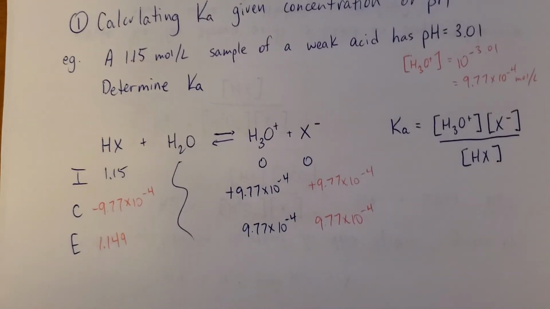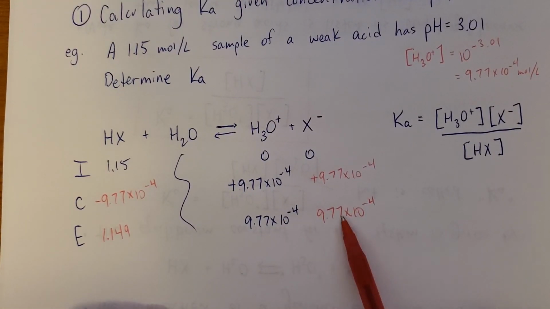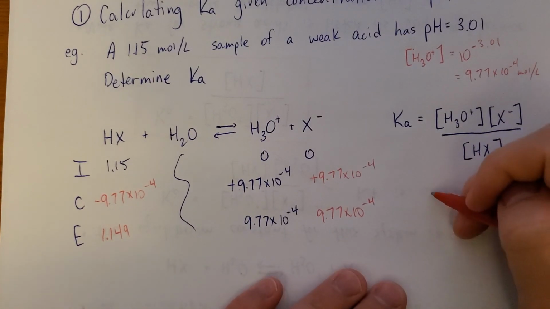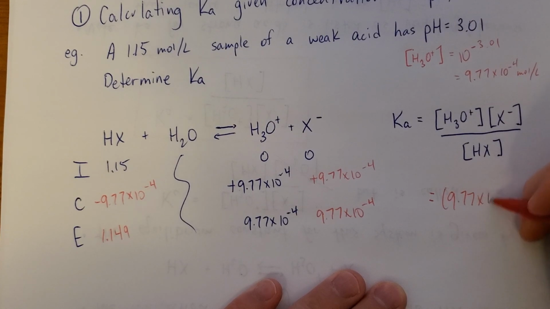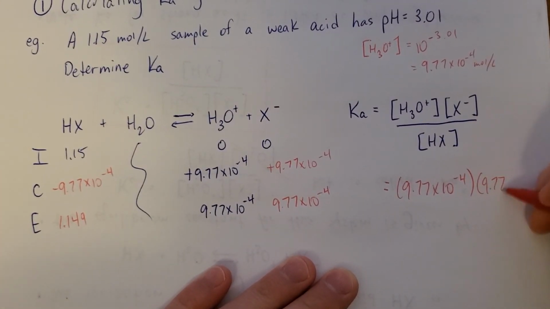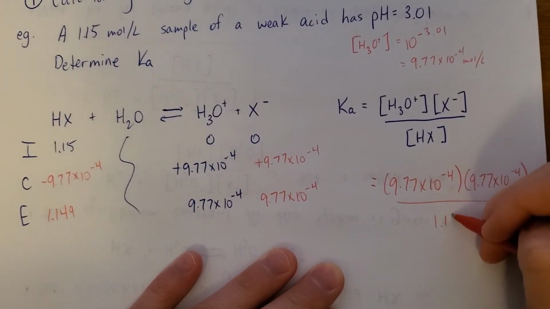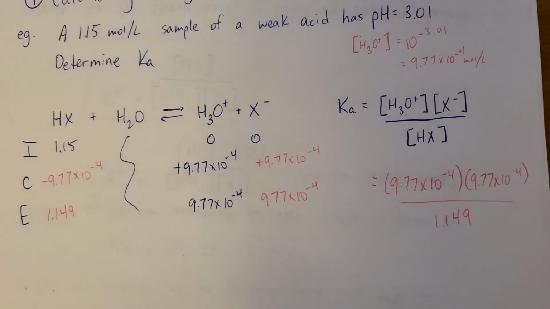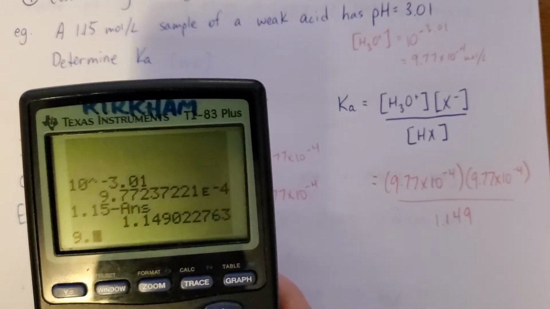So check us out. We can calculate Ka now. We have hydronium, the conjugate base, the weak acid. So let's throw these values in here. Okay, one thing I'm going to point out is I'm going to keep this exact value to get the best possible answer.